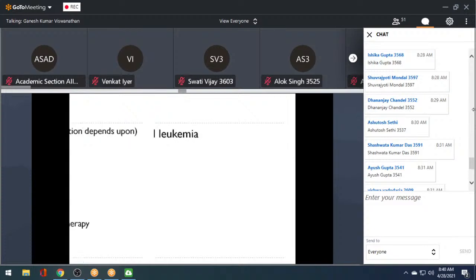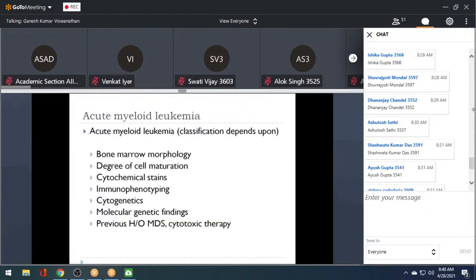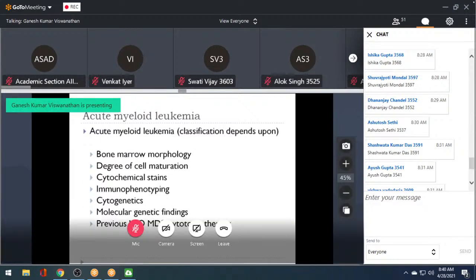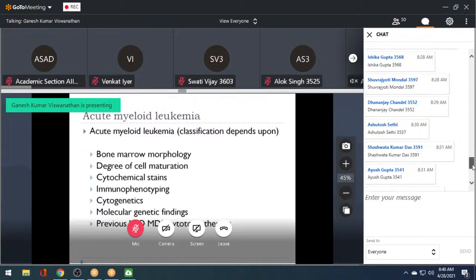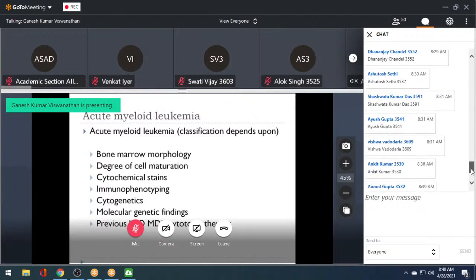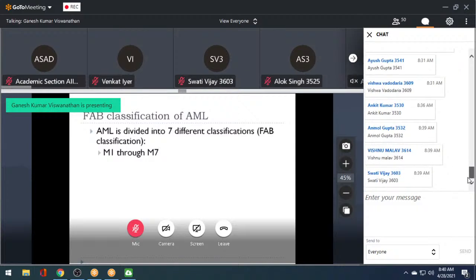In acute myeloid leukemia, we do all these different types of tests to identify and classify the disease. We do bone marrow testing, look at the cells under a microscope, do cytochemical testing, and do other special tests like flow cytometry, cytogenetics, etc. So how do we classify this AML? We saw how we classified the ALLs based on the FAB classification and the WHO classification.